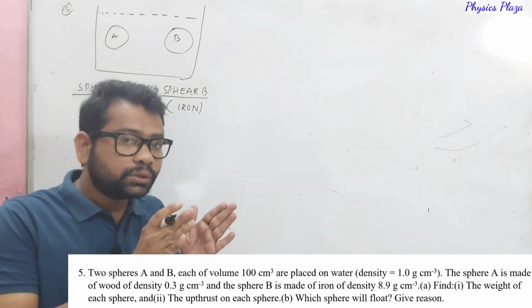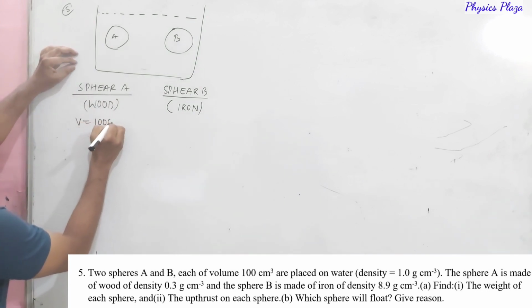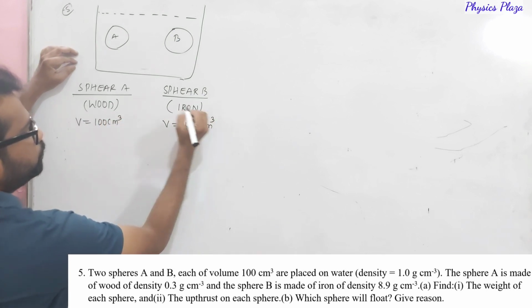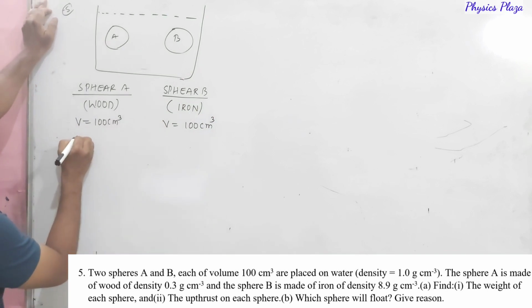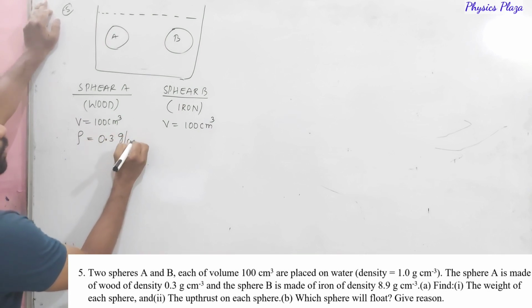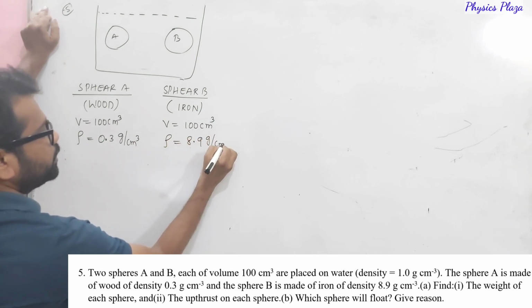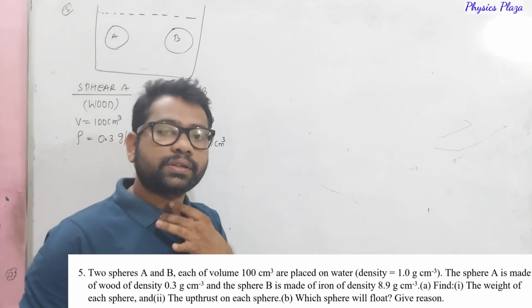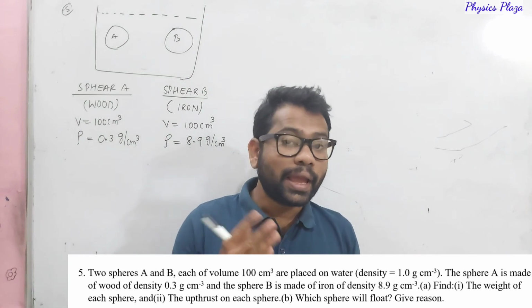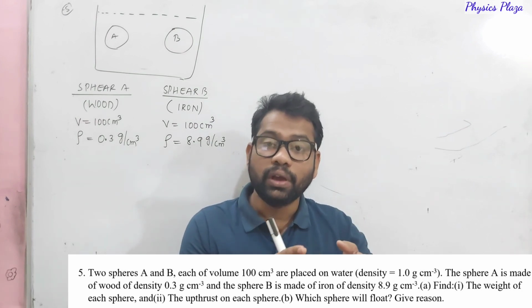It is given that both have the same volume, that is the volume of sphere A is V equal to 100 centimeter cube, and this volume is also 100 centimeter cube only. And the density of the wood is given as 0.3 gram per centimeter cube, whereas the density of iron is given as 8.9 gram per centimeter cube. Now they are asking us to calculate first the weight of each sphere, and when they are placed in water, calculate the upthrust acting on it, and even we have to check which one will float and which one will sink.